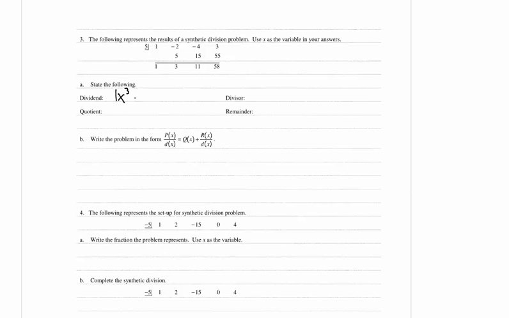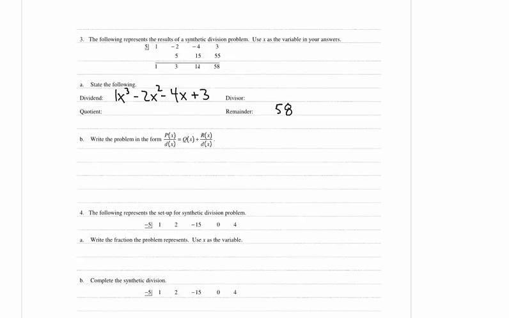And then minus 2x squared minus 4x plus 3. And our quotient is going to be the third row minus the very last column. That 58, remember, is our remainder. So 58 is the remainder.